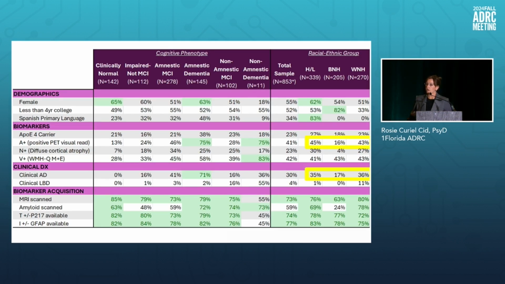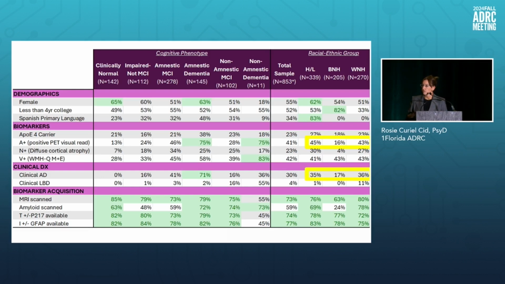If you see in this chart, it's very busy, but if you pay attention to the yellow boxes, in our cohorts, we found that Hispanic Latino individuals and white non-Hispanics were fairly comparable in their rates of clinical AD diagnosis and their amyloid PET positivity. But the same wasn't true in our Black or African American participants. They had substantially lower amyloid pathology on PET, and fewer were ApoE4 carriers. And so this brings up, of course, the likelihood of all these non-AD drivers of dementia risk.